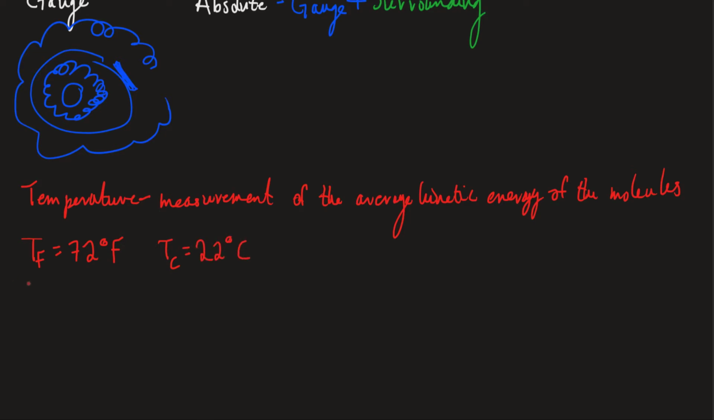And there's another scale called Kelvin, which is denoted with a K. And to get to temperatures in Kelvin, we take temperatures in Celsius and add 273.15. And Kelvin is based on the idea that at 0 Kelvin, the molecules are stationary.